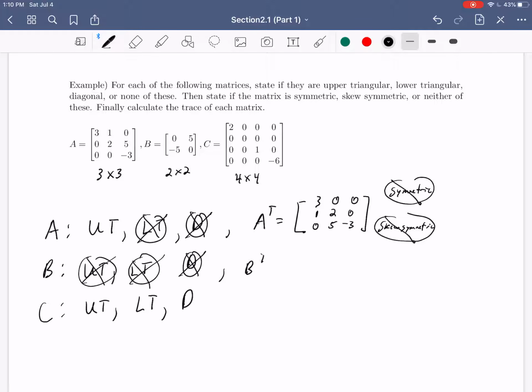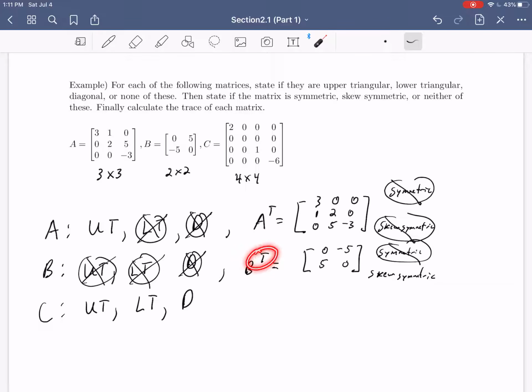Let's look at B. B transpose looks like it'd be 0, 5, negative 5, 0. Now, pretty clear that that's not the same as that. So this one is not symmetric. But if we were to negate this, we'd get 0, negative 5, which is exactly what we have, and then 5, 0, which is exactly what we have. So this is skew symmetric. So B is an example of a skew symmetric matrix. It's a skew symmetric matrix because when we take its transpose, we get the negative of the original matrix.